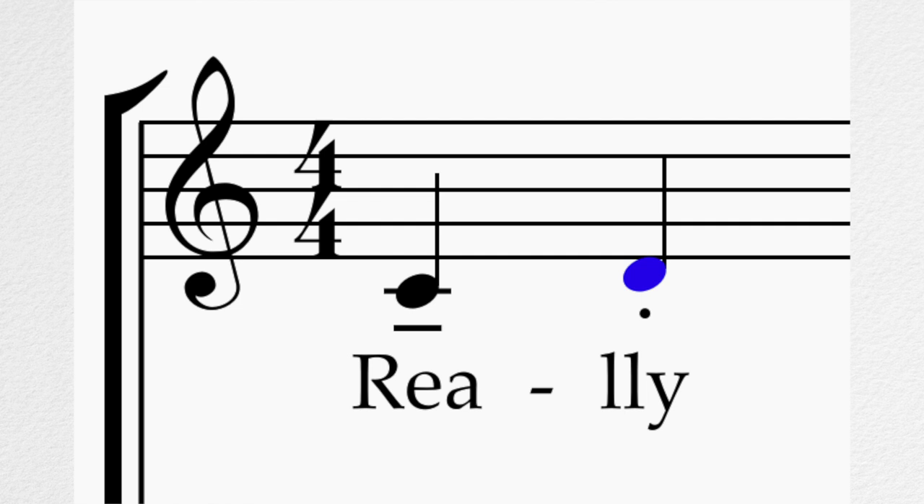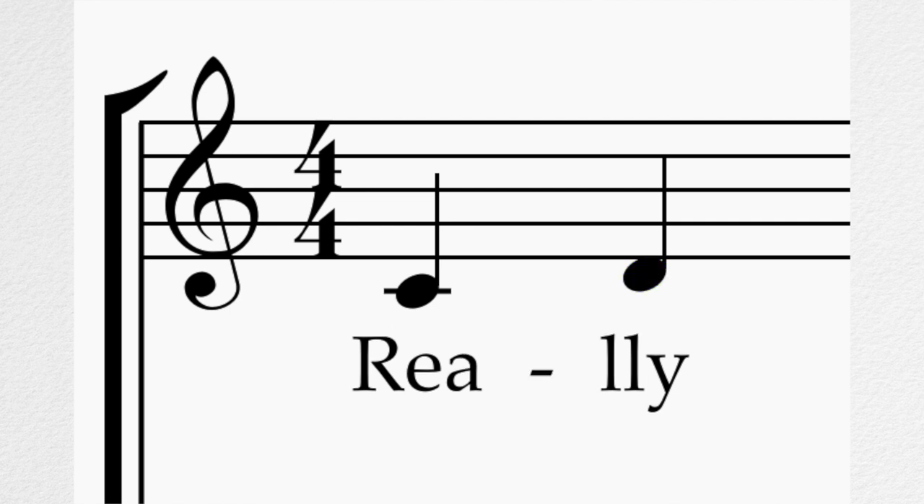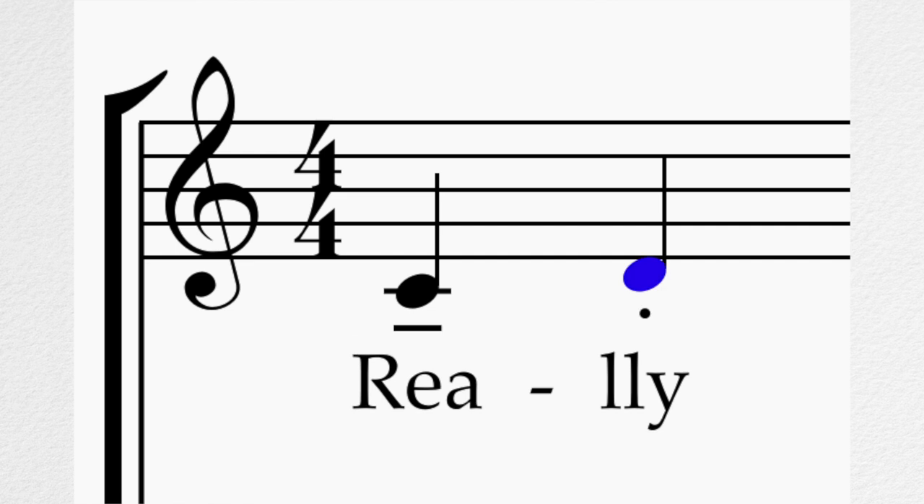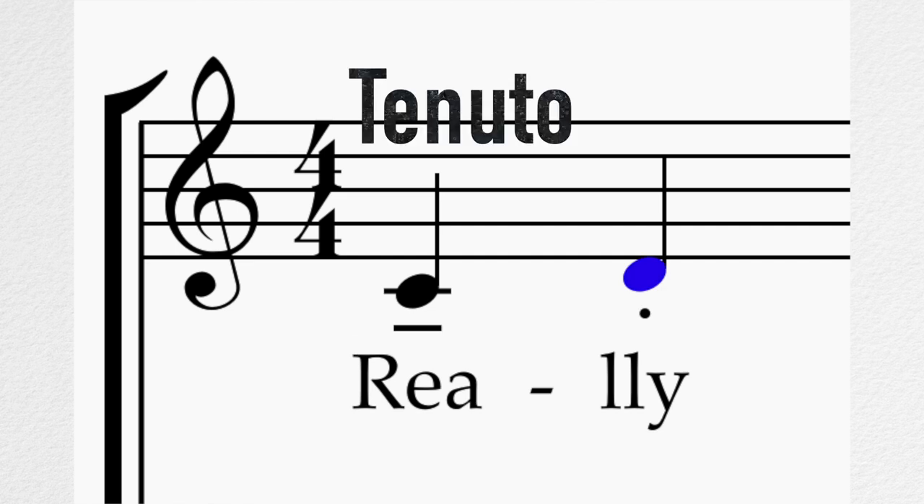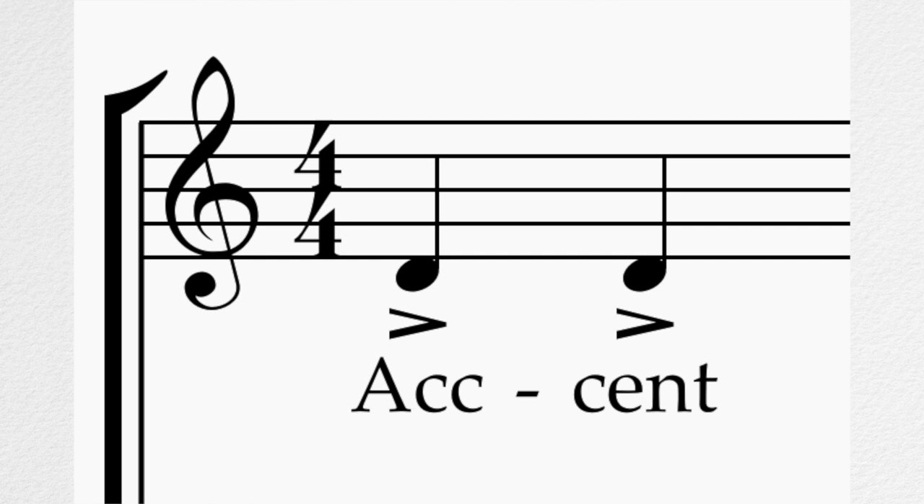These lines above or below the note ask you to hold onto the note in a way that draws attention to that note. As a starting point, think about the way you would hold onto a syllable in speech if you wanted to accentuate a point. Like really accentuate it. No, really accentuate it. This is called tenuto.